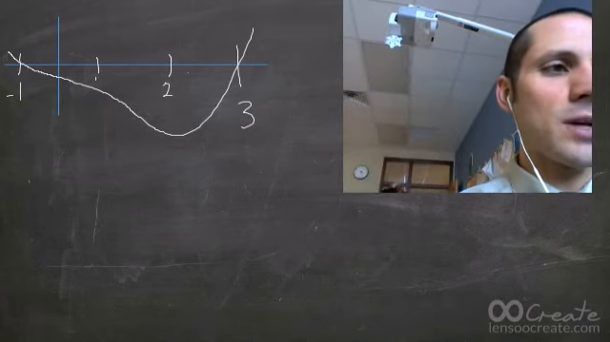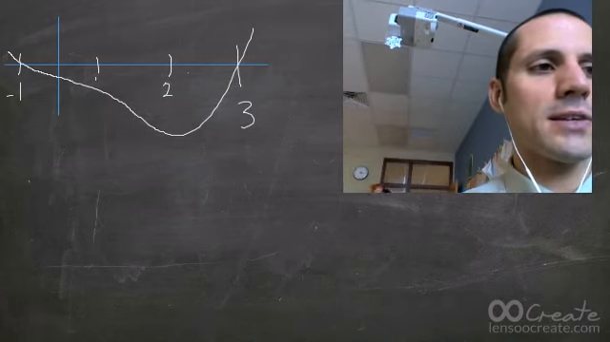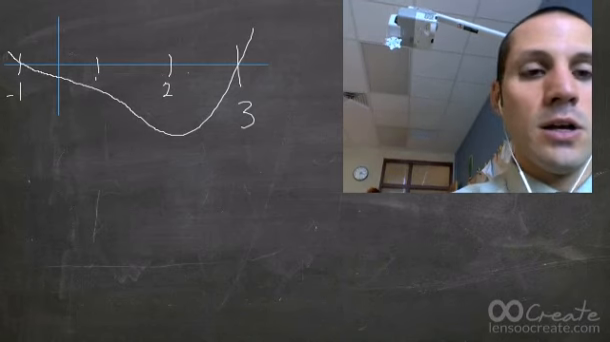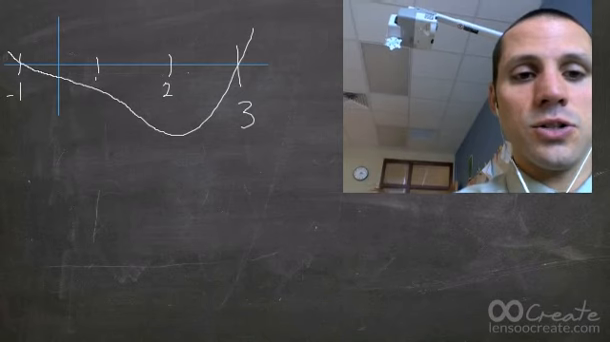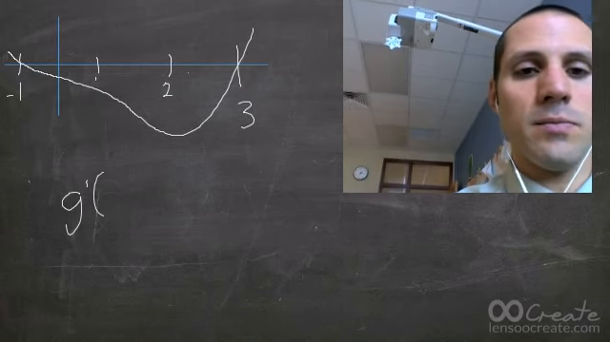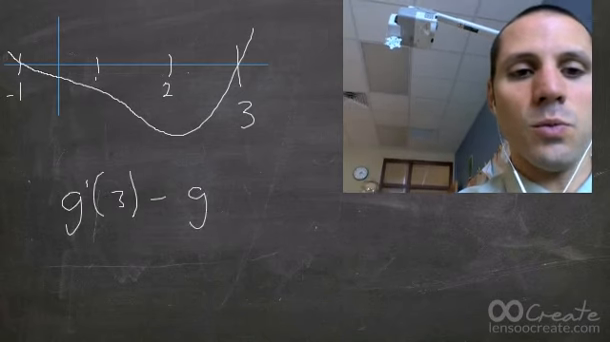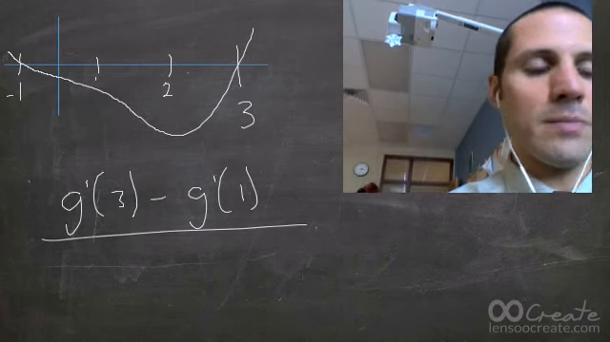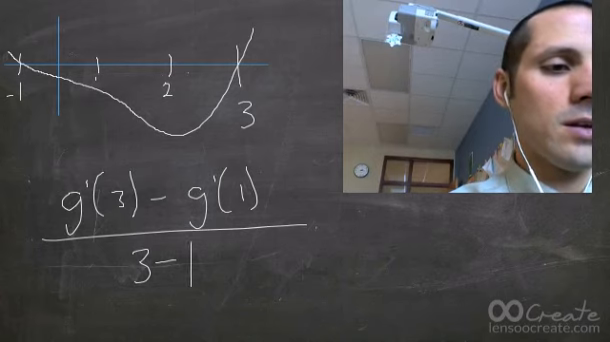All right, and last, D, find the average rate of change of g prime of x, the derivative of g, over the interval 1 to 3. So average rate of change: g prime of 3 minus g prime of 1. What was it at 3? What was it at 1? Over 3 minus 1.